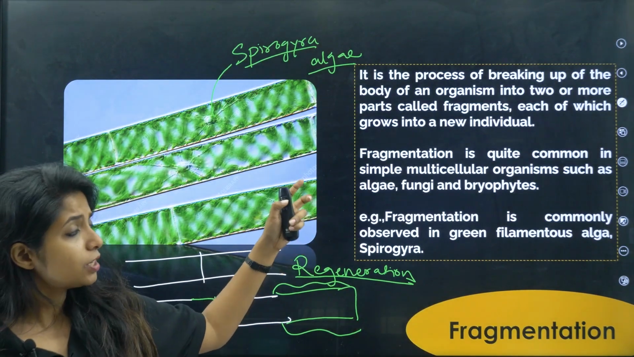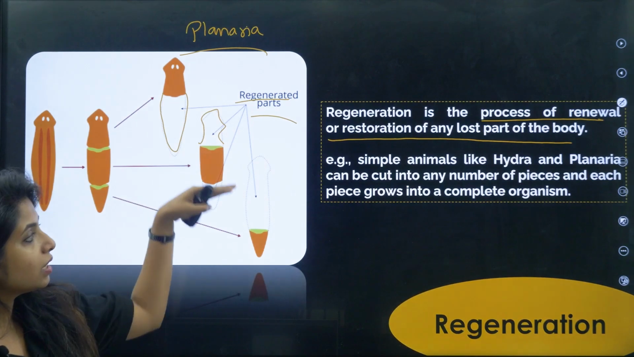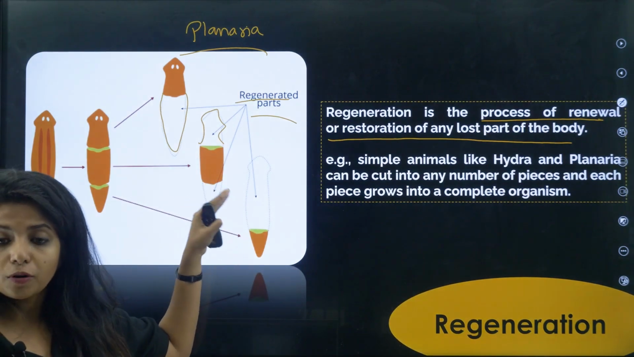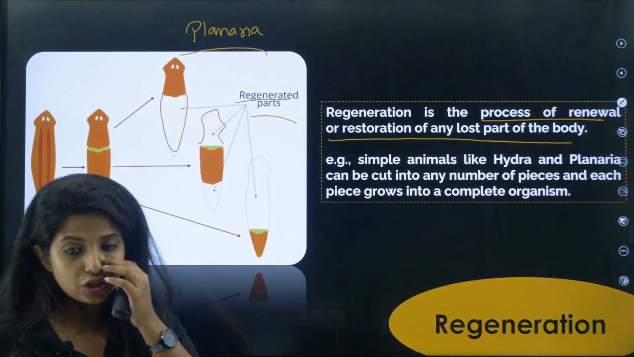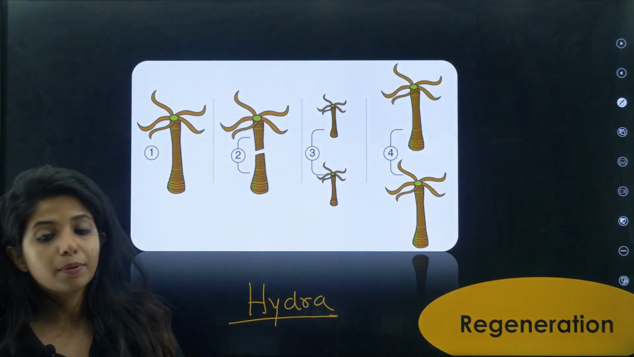If you are not able to remember, it's fine, but please remember Hydra and Planaria, which do regeneration, the regaining of the lost part. The process of renewal of the lost part is known as regeneration. It's not a type of reproduction. Example is Planaria, and the second example is Hydra.